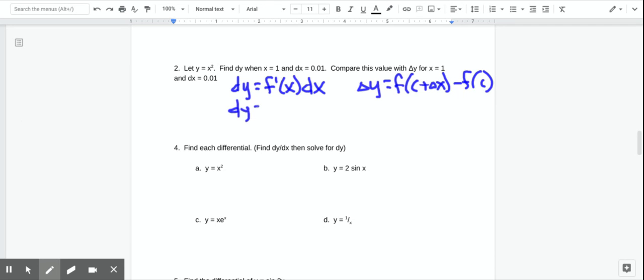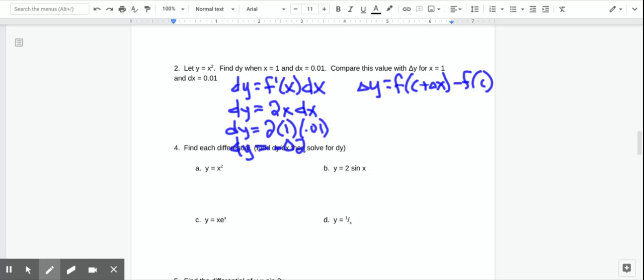Okay, so let's first look at dy. So the first thing that we need to find is the derivative of x squared. So the derivative of x squared is 2x dx. And then we want to plug in the point. x is 1 and dx is 0.01. So that tells us that dy is 0.02.